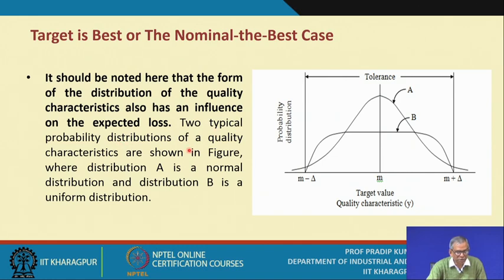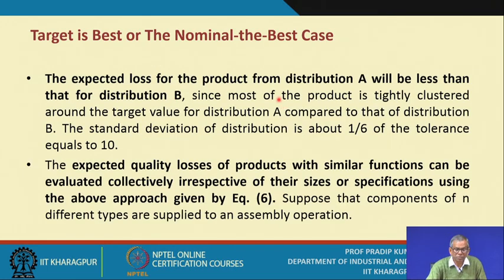Two typical probability distributions of a quality characteristic are shown in the figure, where distribution A is a normal distribution, and distribution B is an approximately uniform distribution. Okay. So, the expected loss for the product from distribution A will be less than that for distribution B, since most of the product is tightly clustered around the target value for distribution A compared to that of distribution B.